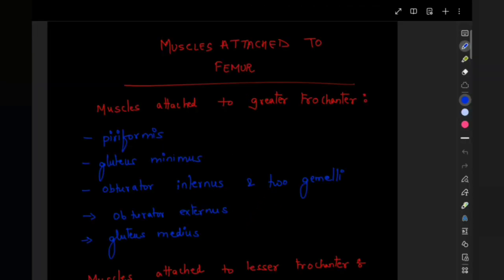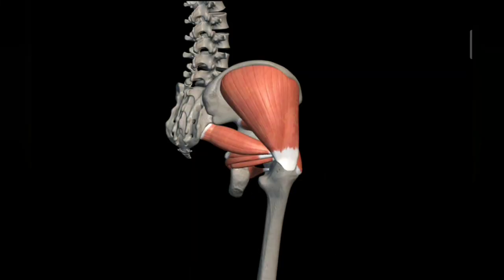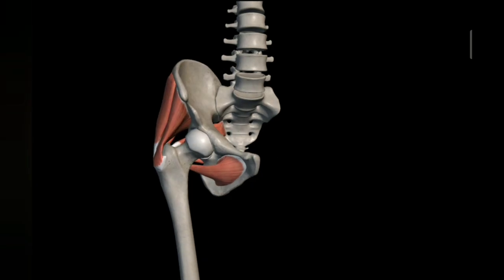We will be starting with the muscles which are getting attached on the greater trochanter. These muscles are attached: piriformis, gluteus minimus, obturator internus, and the two gemellae, obturator externus, and gluteus medius. All these 7 muscles are getting attached on the greater trochanter. We will be seeing that. Here you can see our greater trochanter. One by one we will be seeing which muscles are attached.